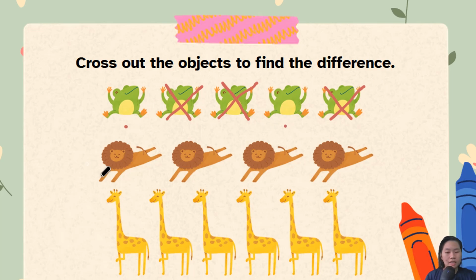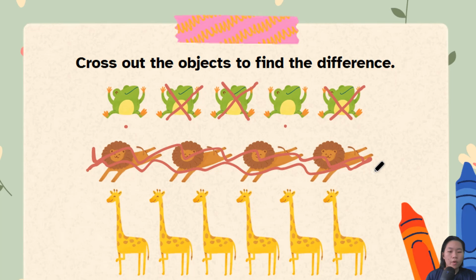Okay, to these lions, how many lions do we have? We have 4. Now, what happens if I cross all of them out? I've crossed all of them out. How many lions do we have left? 4 minus 4. 0. We have 0. Absolutely correct. 0 lions left for us.